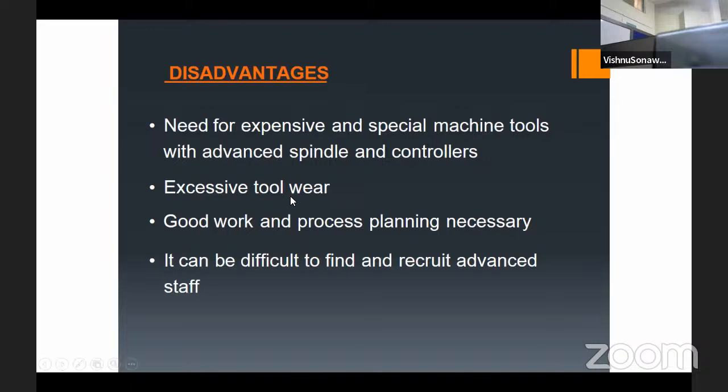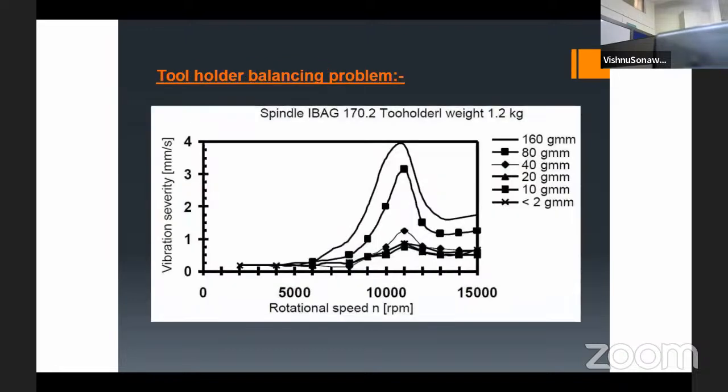There is an excessive amount of material removal rate. Here the wear action takes place, and good work and process planning are necessary. It can be difficult to find and recruit advanced staff. These are the most important requirements for the advanced staff. Then there is the tool holder balancing problem.